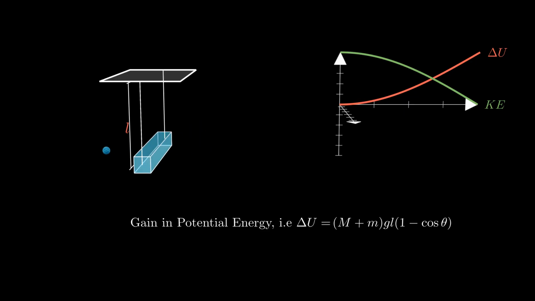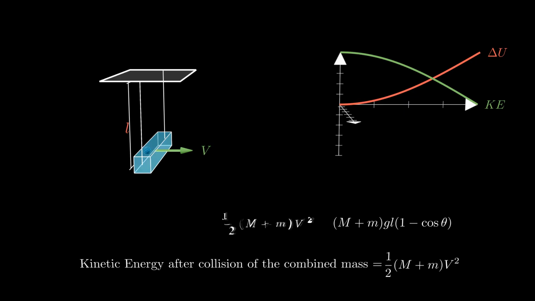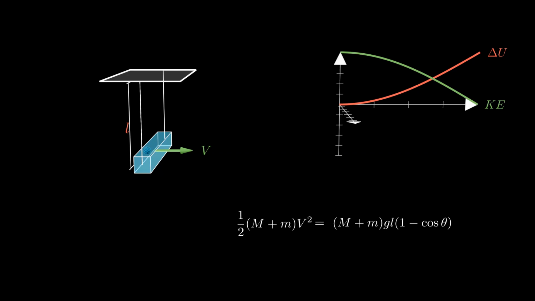Let the velocity just after the collision be capital V. So we write small m plus capital M times g L into 1 minus cos theta is equal to half small m plus capital M into capital V square. If I cancel small m plus capital M from both the sides, I get g L into 1 minus cos theta is equal to half V square. If I solve this equation, I get V as root over 2gL into 1 minus cos theta.